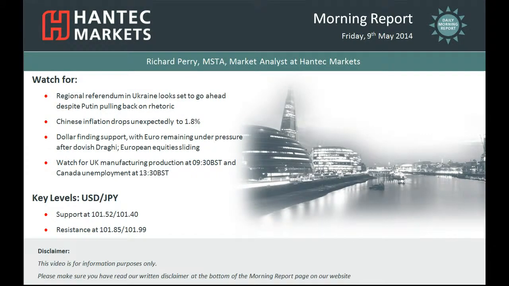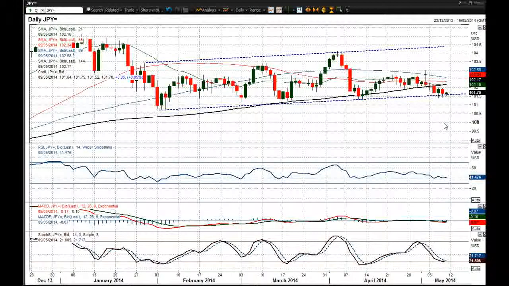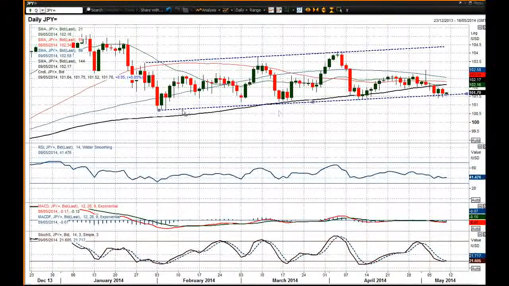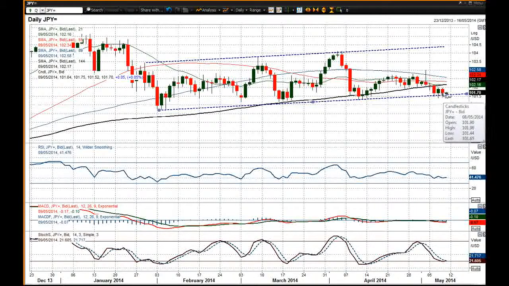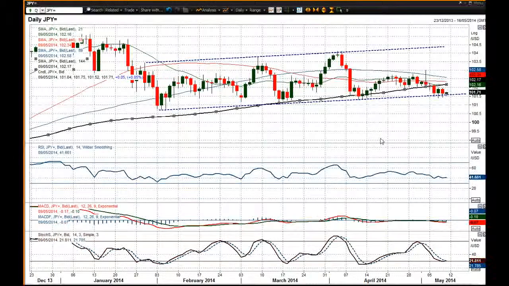I'm going to move on to dollar yen, and dollar yen remains under pressure, certainly on the daily chart. This very slight uptrend support is remaining under pressure in the last few days, and we've now had 2 days in a row where we've been trading below that 144-day moving average, which had been the base of support. Now that would suggest that that is now failing as a basis of support, and we need to start possibly looking elsewhere.